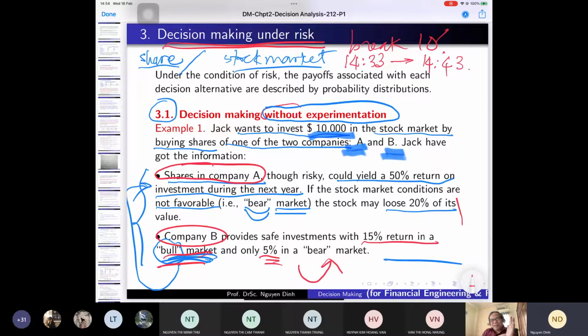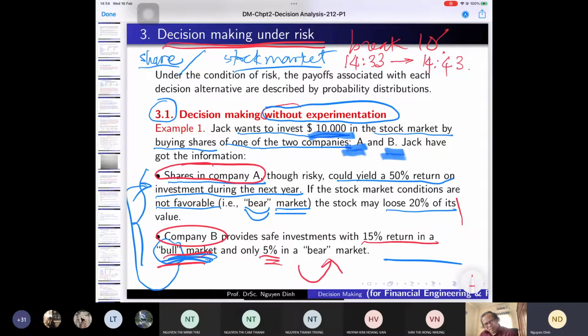But in the case the market is bear, it's still at 5%. So his money at the end of the first year is still $10,500, which is more than 10,000. That means he didn't lose anything. In the first case, company A, in the best case you will get $15,000, so a lot of money. But in the worst market, the bear market, you still have 8,000 left, losing 2,000.